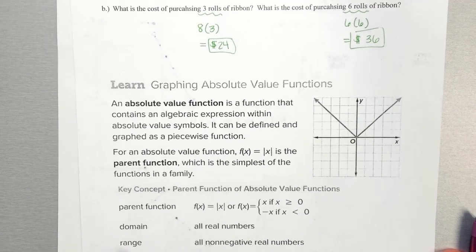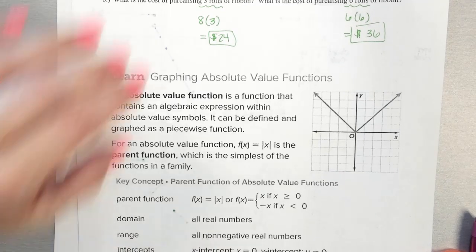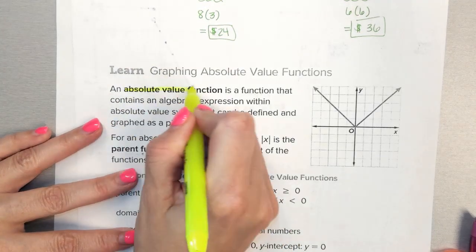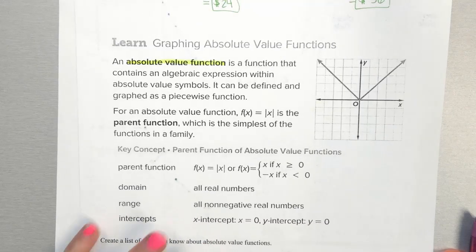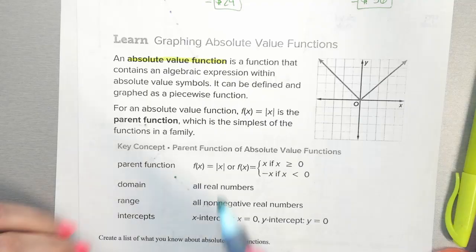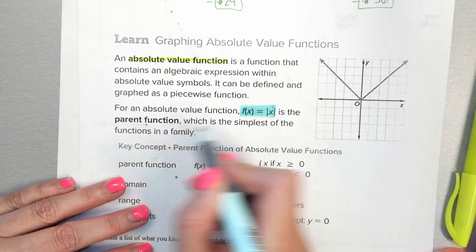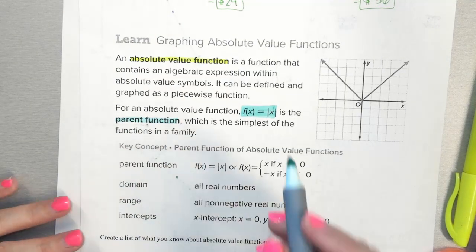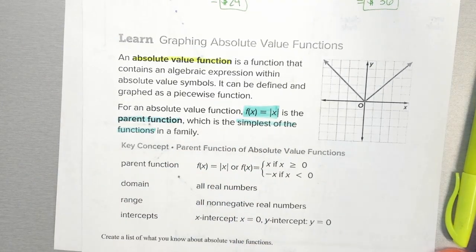Okay, so the graphing absolute value functions, like I said, this is something that you've done before in Algebra 1. The reason why it's covered in this section is because you can write an absolute value function as a piecewise function. f of x equals the absolute value of x is called the parent function. Every function has its own family, and the simplest of the functions is called the parent function.